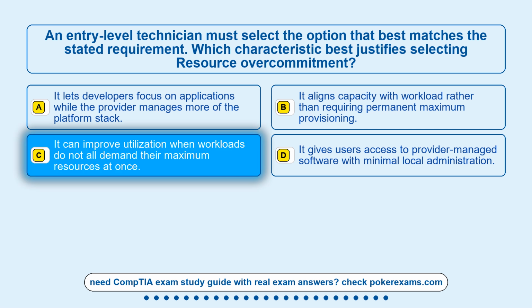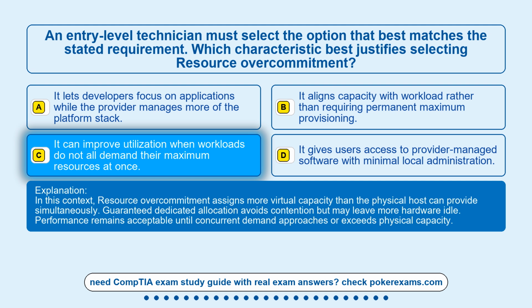The correct answer is option C. It can improve utilization when workloads do not all demand their maximum resources at once. In this context, resource overcommitment assigns more virtual capacity than the physical host can provide simultaneously. Guaranteed dedicated allocation avoids contention but may leave more hardware idle. Performance remains acceptable until concurrent demand approaches or exceeds physical capacity.